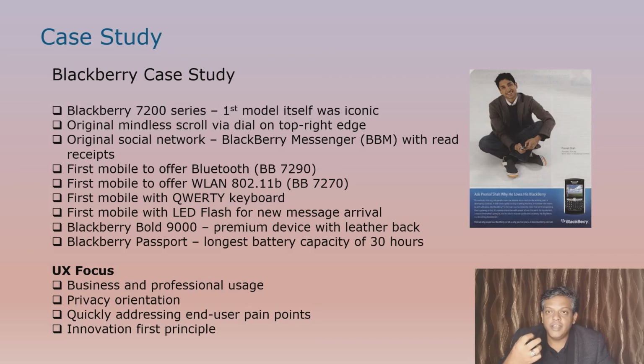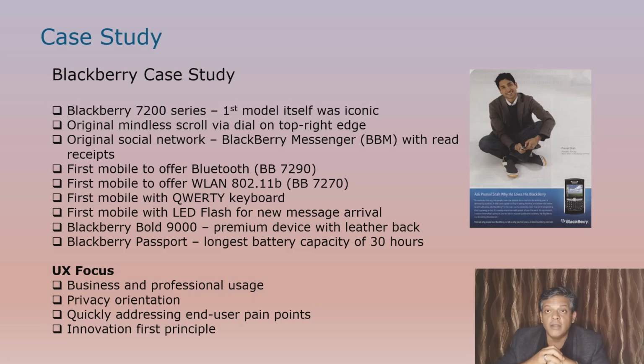Then there were so many features that BlackBerry phones introduced into this mobile phone market. It had the original mindless scroll, if you remember the small ball at the center of the keypad. It had the first or original social network, which is the BlackBerry Messenger or BBM, with read receipts. It was the first mobile to offer Bluetooth in the BlackBerry 7290 model. It was the first mobile to offer wireless LAN 802.11b bandwidth in the BlackBerry 7270 model.